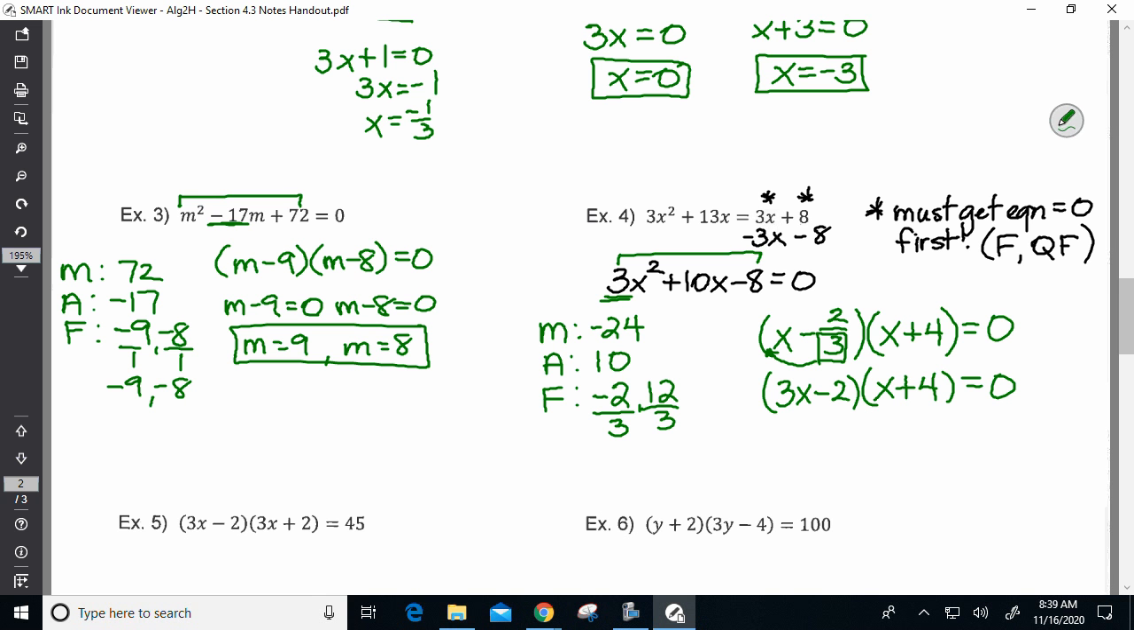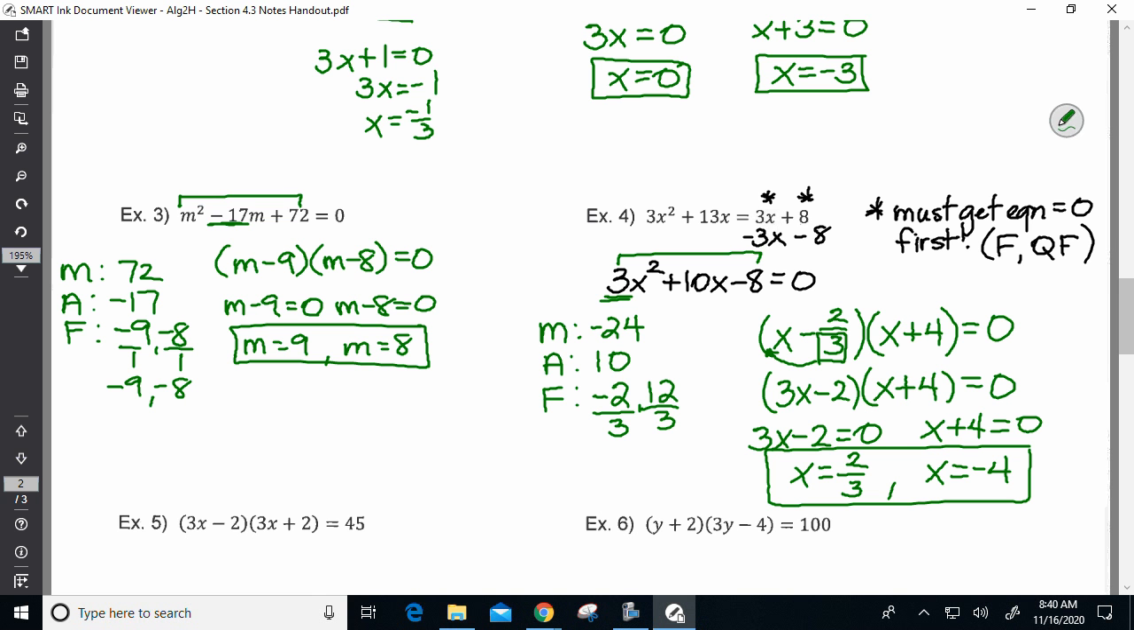Well, that's factored. It's equal to 0. Set them equal to 0. So x equals 2/3. X equals negative 4. Any questions, examples 3 or 4?